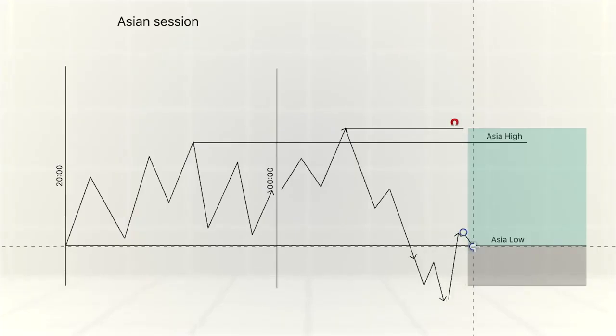Another setup we can wait for is the double purge of liquidity that we see here. We have a clear buildup of sell-side liquidity. The market runs through it, and then we wait for a candle close back inside the Asian range. Once that happens, we take our entry on the retest of the Asian low and target the Asian high.